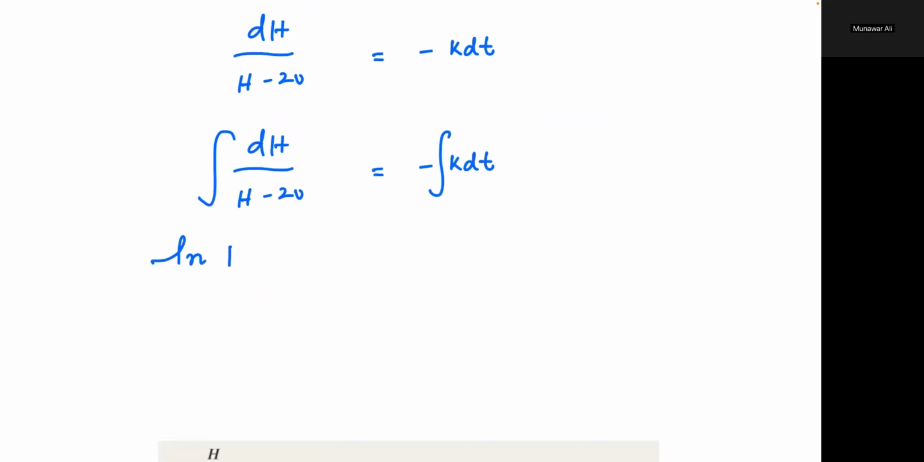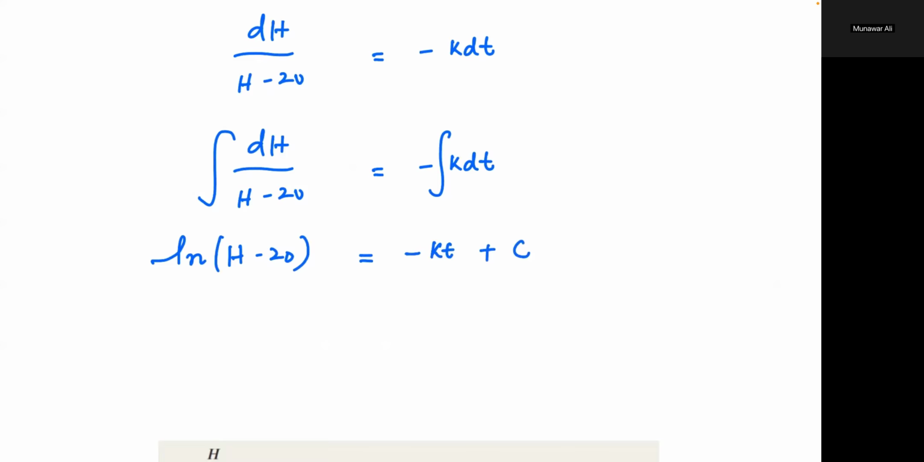So natural log of h minus 20. I should put absolute value, but I don't need to. And this is negative kt plus constant of integration. Okay, so this is the solution.